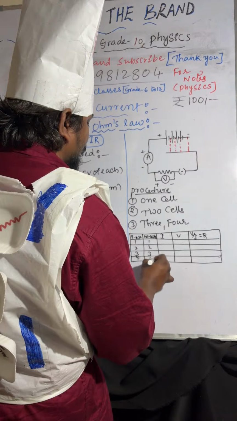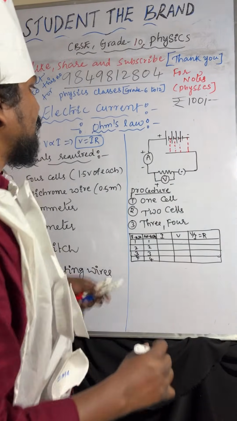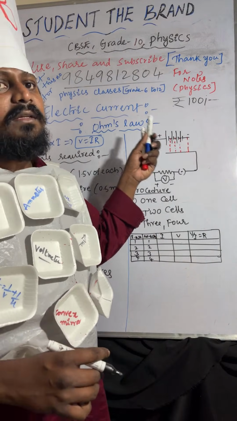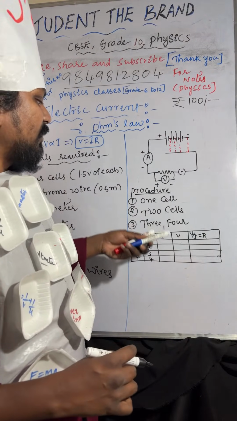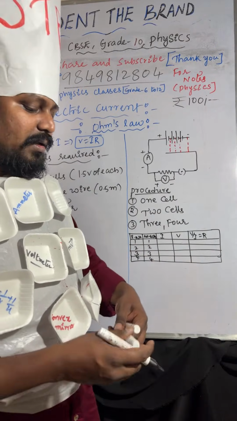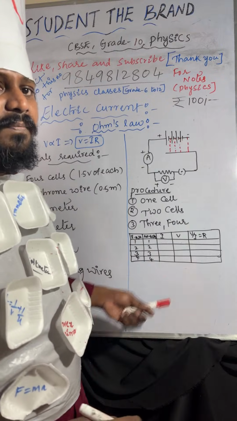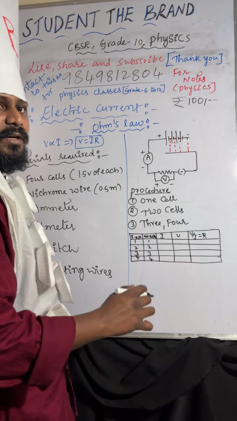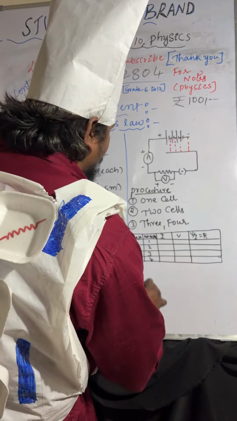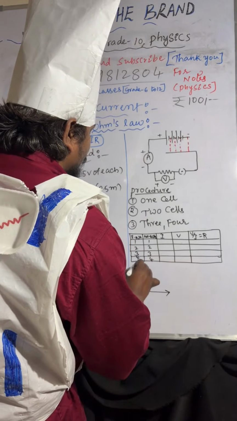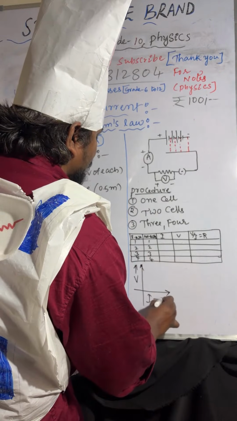So first you have to connect one cell and note down the reading of ammeter and voltmeter, and repeat the process for 3 and 4 and mention it in the tabular form given below. Then you can draw the VI graph. The VI graph gives a straight line, with V on the y axis and I on the x axis.